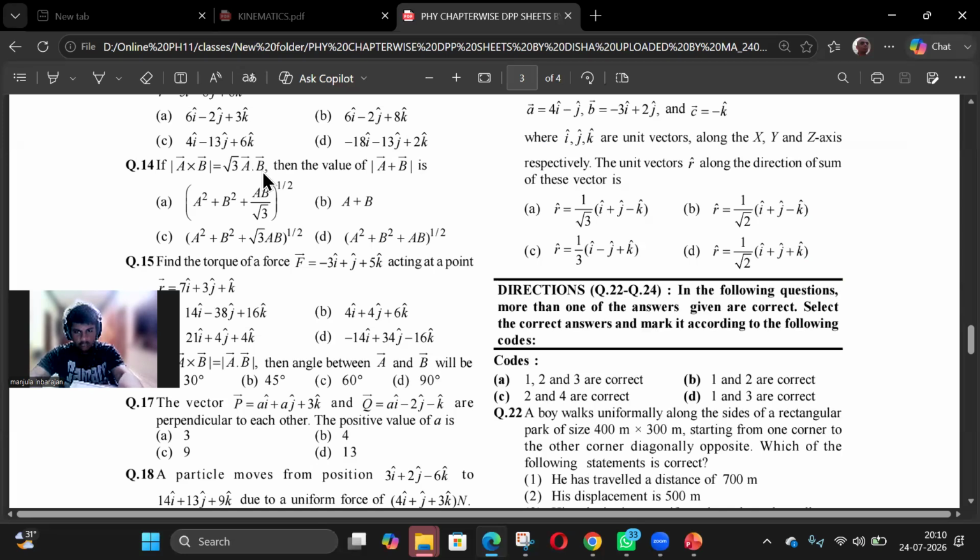What mistake am I making? A cross B is AB sin theta. So tan theta is root 3, right? So theta is 60 then. And cos 60 is half. So it should be option D. Check the answer. It's D. The root 3 part is not there. Yeah, theta is 60 degrees.